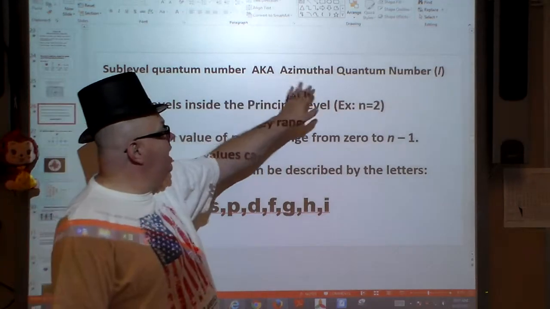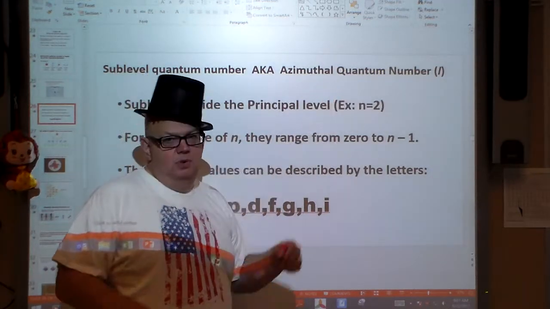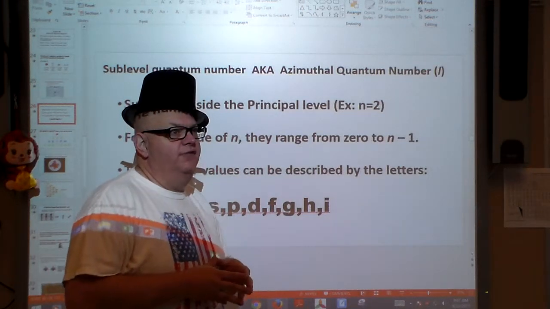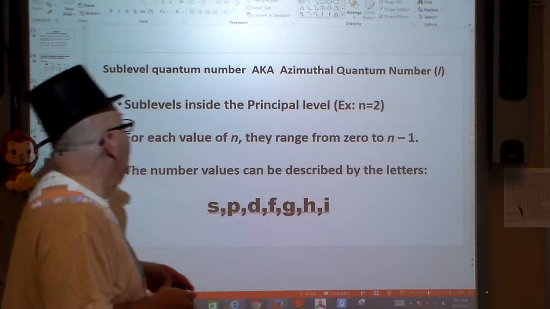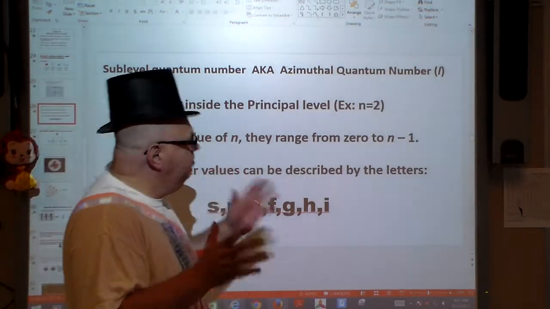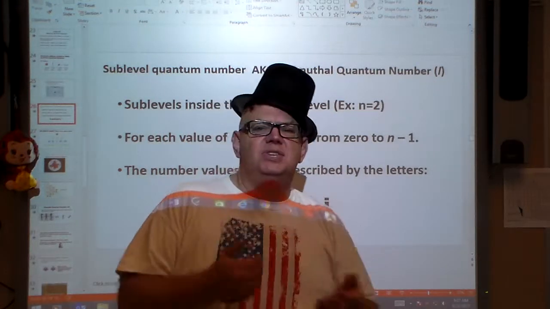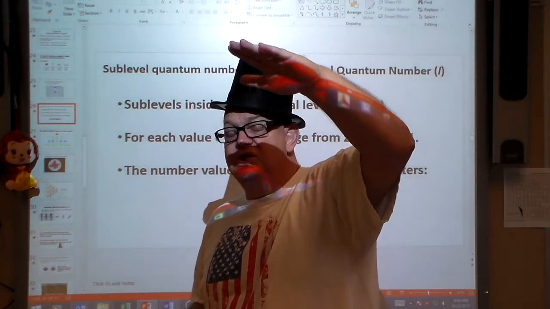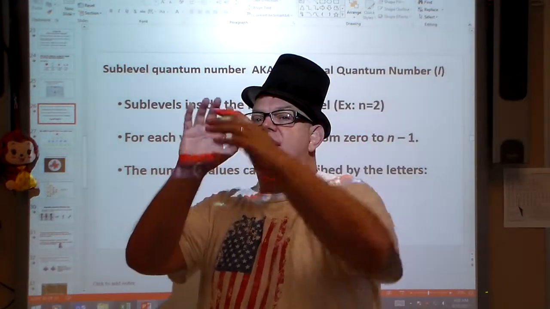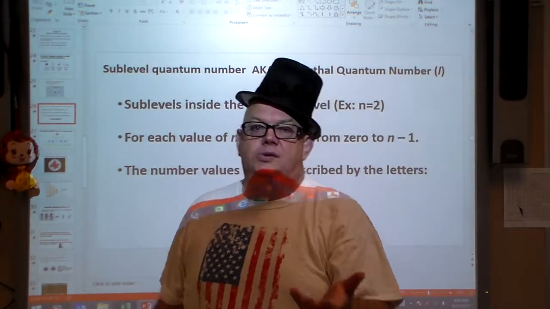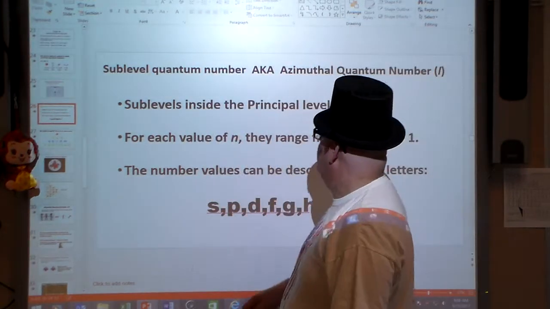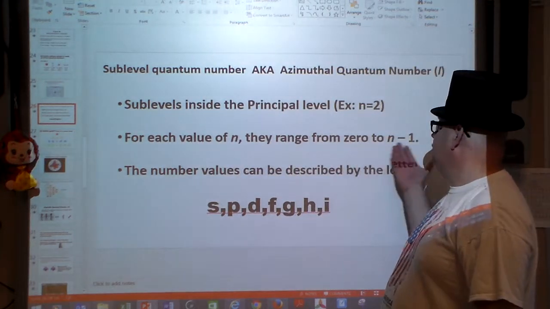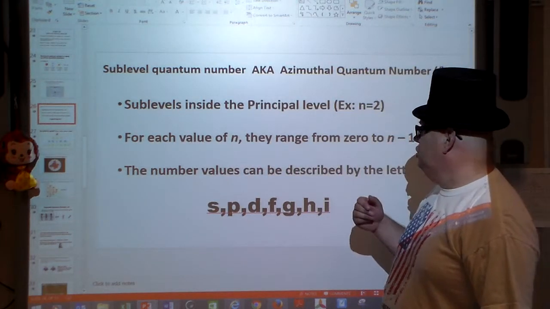Sublevel quantum number, aka the azimuthal quantum number. Oh, I can see it now. Oh, those $25 vocabulary words. Yeah, I know. Don't panic too much. Think about it as the sublevel. So you have your basic energy level, you have your sublevel. In the sublevel, you can have different regions called orbitals that are in there, okay? So for each value of n, they range from 0 to n minus 1. Well, I'm not going to worry too much about it.